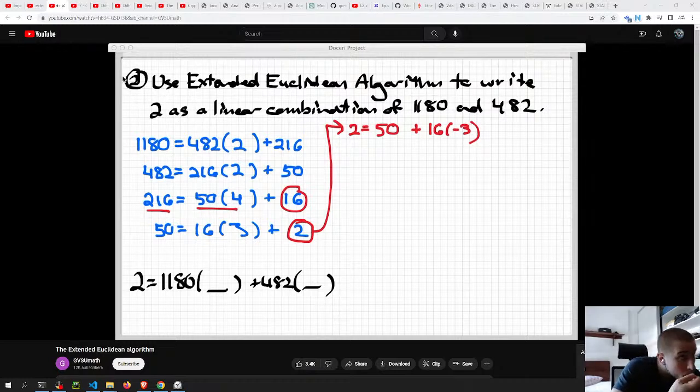So I'm going to substitute this 16 right here with something that is equal to it. So this is 50 plus, I'm going to make a substitution that's going to equal 16. I'm already multiplying the 16 times a negative 3. So what goes in here is 216 plus 50 times negative 4. Now let me distribute the 3 through, and notice what's going to happen here.